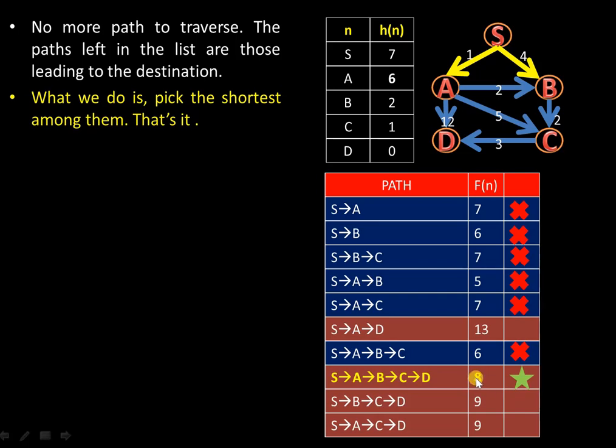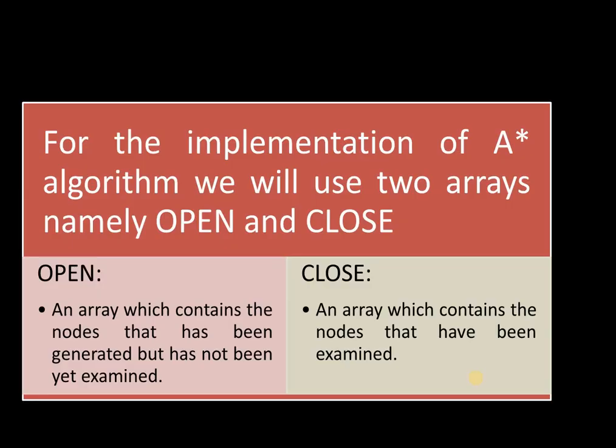That's it. So no more paths to traverse. The paths left in the list are those leading to the destination, and what we have to do is pick the shortest among them. Okay, hope you have understood. So now we'll see the theoretical side of the implementation of the algorithm.